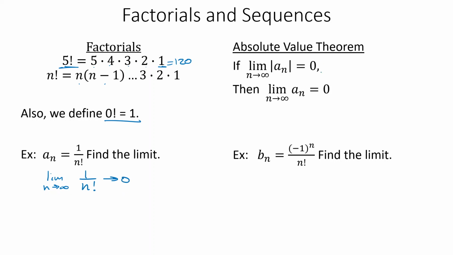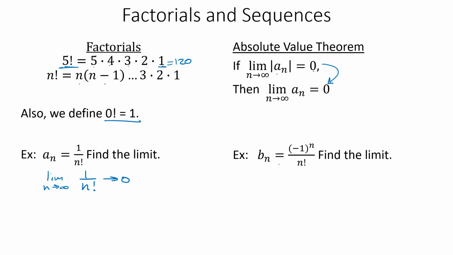All right, now we talked about oscillating, like switching back and forth between negative and positive numbers. So what we can do, it's called the absolute value theorem. I don't know if I've ever actually used the name of this before, but if the limit of the absolute value of the sequence goes to 0, then that means the limit of the entire sequence goes to 0. So it doesn't matter if it's going to 0 from the left or 0 from the right. Either way, it's going to 0.